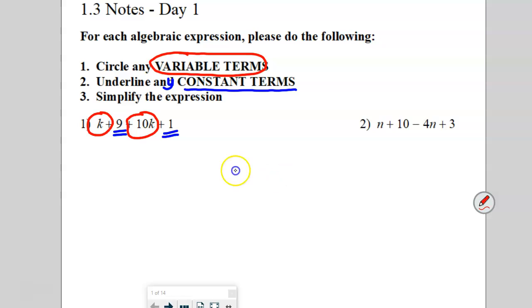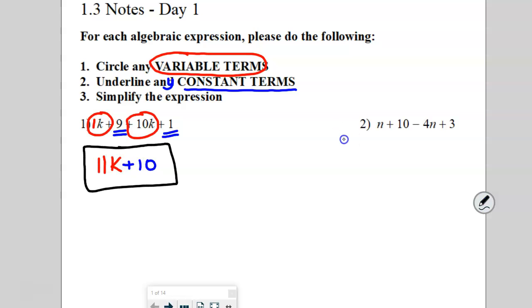When we go to simplify everything, this is like a 1k, and we're adding to that a 10k, and that's how we're going to get an 11k. Then we're going to simplify the constant terms. 9 plus 1 is going to give us a positive 10. And that's the simplified expression. Now, if you wrote the 10 first, there's nothing wrong with that. There's just some silly rule in math where if you want it in what they call standard, or appropriate form, they put the variables first in decreasing exponential order. We'll talk more about that when we get to quadratics.